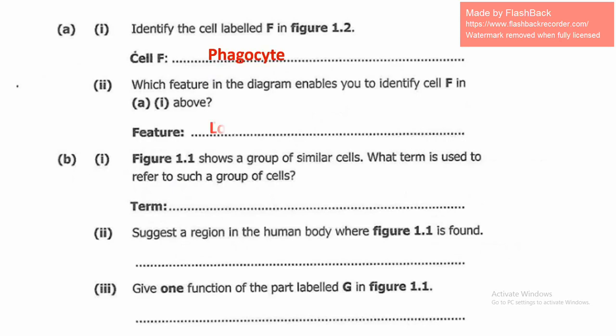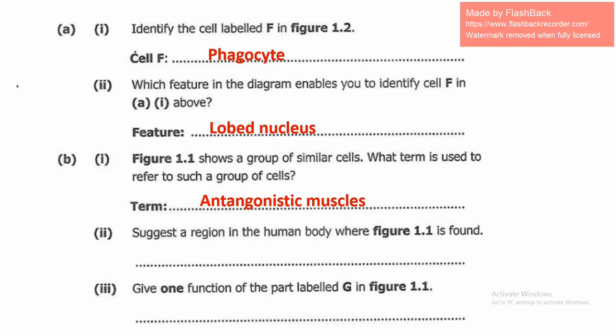Now, looking at question B number 1, it is saying figure 1.1 shows a group of similar cells. Since they are similar, they are specialized. Now they're saying what term is used to refer to such a group of cells. So that is a tissue. And take note, that is not written tissue; that was a typing error. It should be tissue for the second question. As I've explained, a group of cells will form a tissue, then tissue, organ, system, organism. So it should be tissue there.